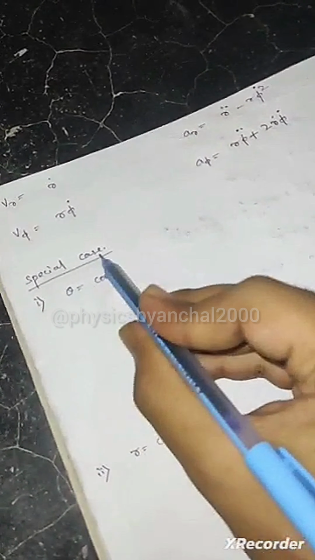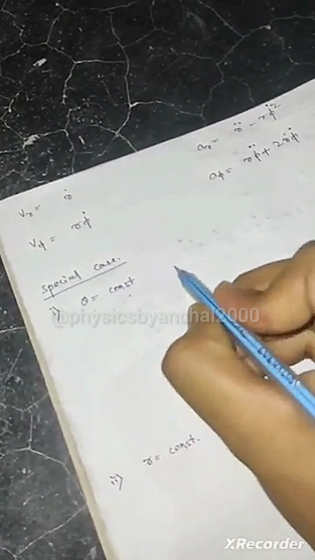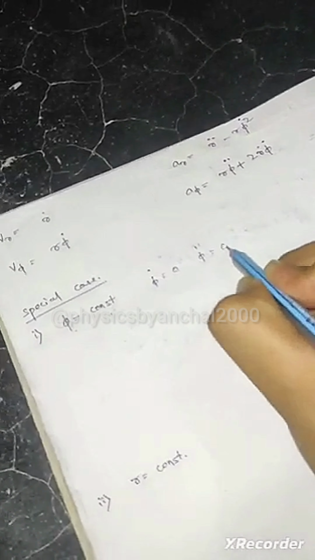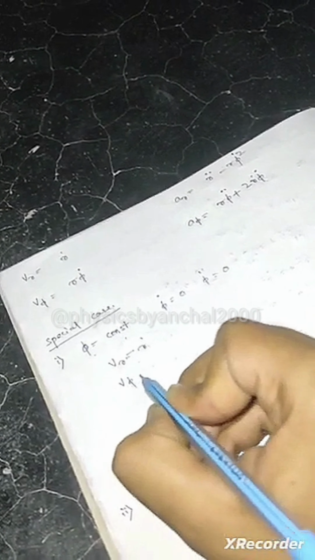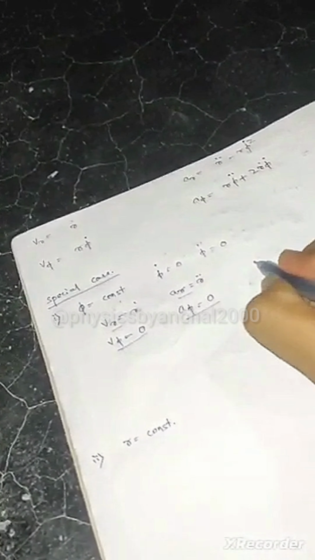Now see some special cases. If in a plane motion phi is equal to constant, then phi dot is equal to 0 and phi double dot will also be 0. Then what is the value of Vr? Vr is equal to r dot. Then what is the value of V phi? V phi is equal to 0. And what is the value of Ar? Ar is equal to r double dot, because phi dot is equal to 0. And what is the value of A phi? A phi is equal to 0. So here there is no phi component, only radial component. Only radial component means it is one dimensional motion. So in plane polar coordinates, the special case of phi equal to constant leads to rectilinear motion.